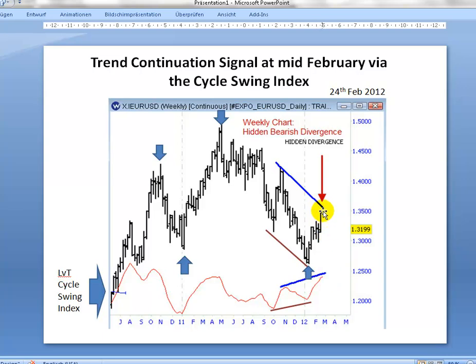We cannot time the trade exactly here on the weekly chart, but on the 24th of February we are alerted to expect the downtrend to come back during the next days. So we are warned, and now we can switch to the next lower time frame to make the exact timing. What I wanted to show here, to give you an understanding of the cycle swing, is that the cycle swing was able to show you every major turn on the weekly chart by the hidden and normal divergence I've shown you.